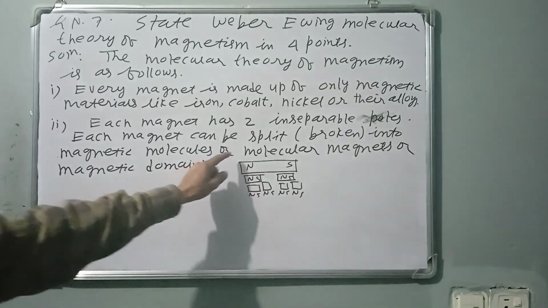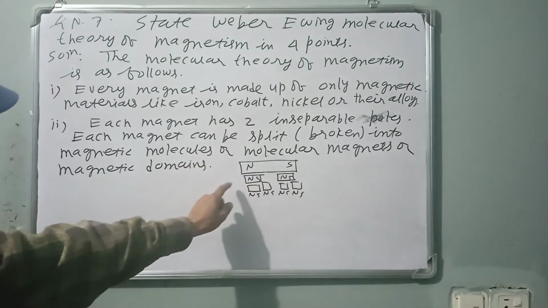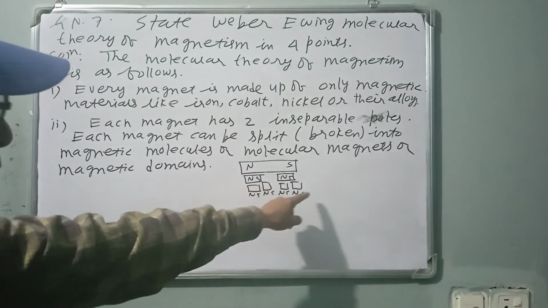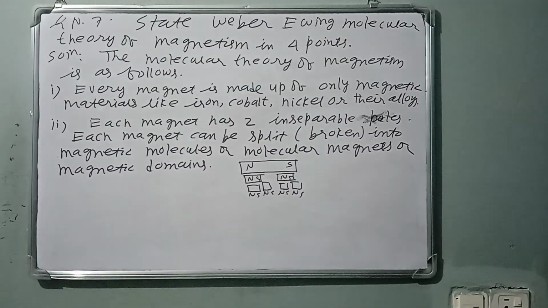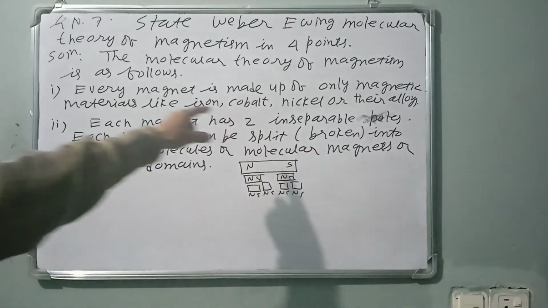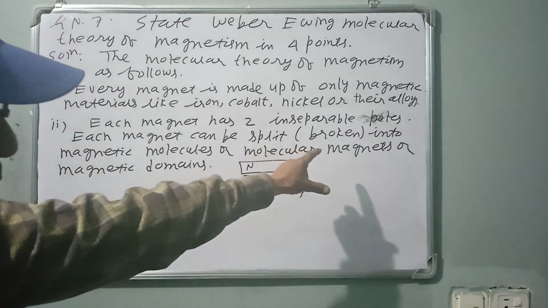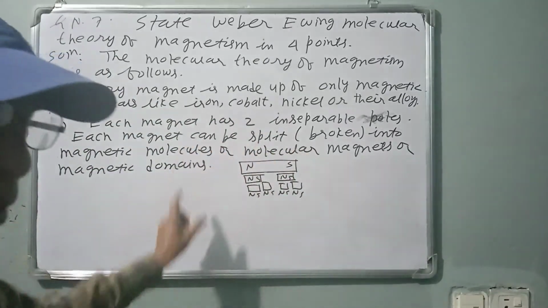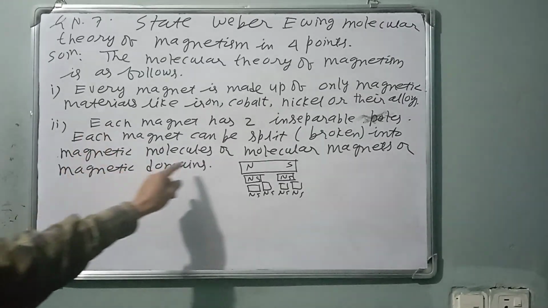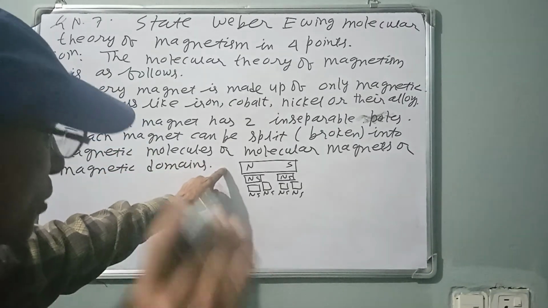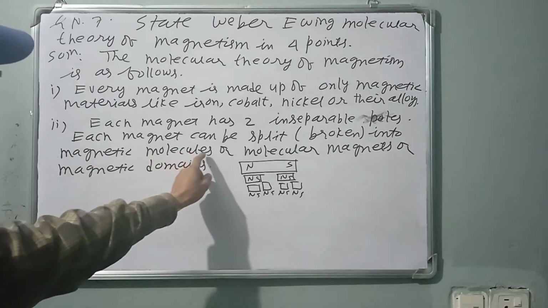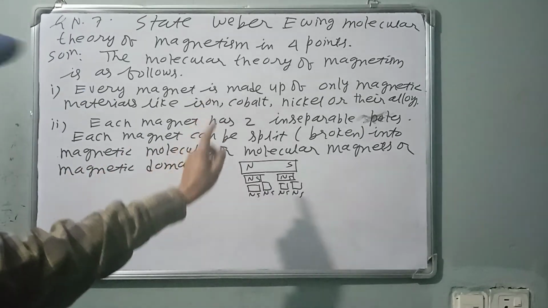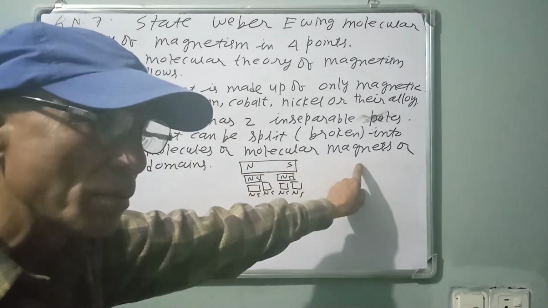You can break one magnet into two, having north and south poles. Two magnets into four, four into eight, eight into 16. In this way, you can break a very big magnet into infinite numbers of smallest possible magnets. Those smallest possible magnets are called magnetic molecules or magnetic domains or molecular magnets.